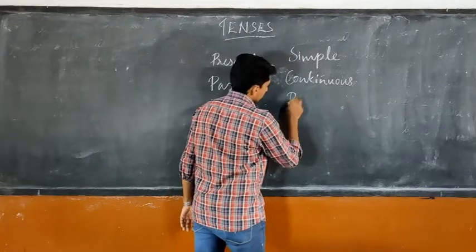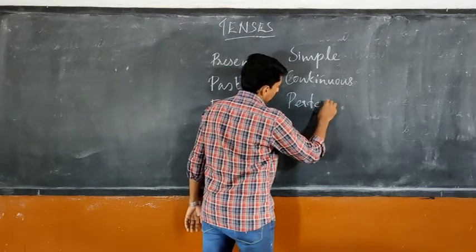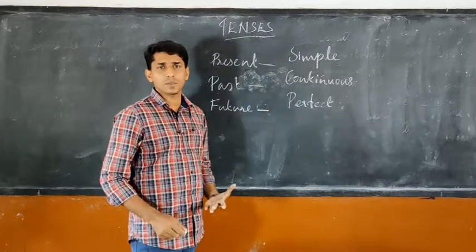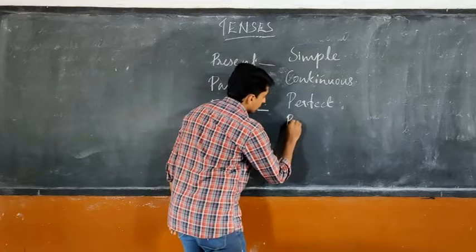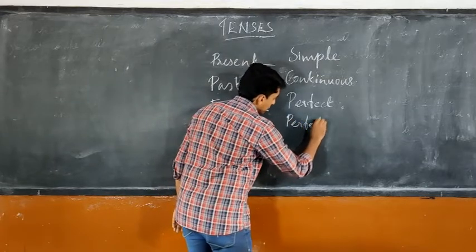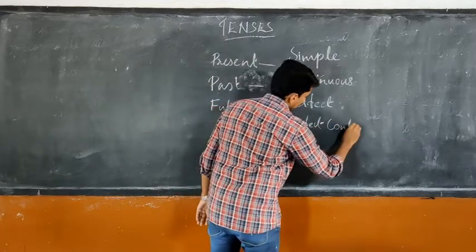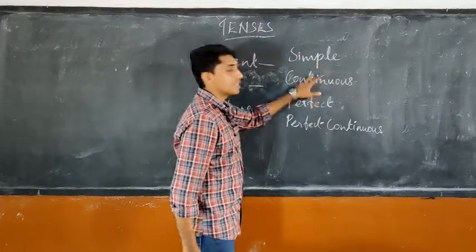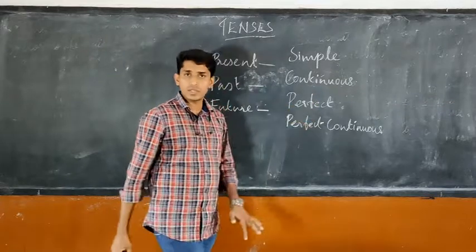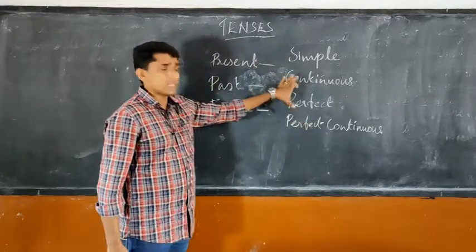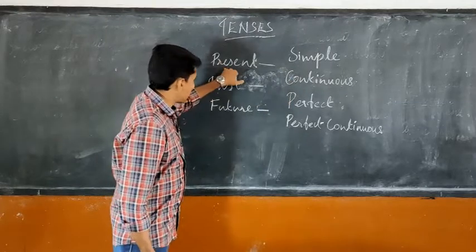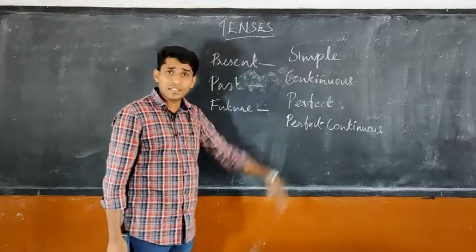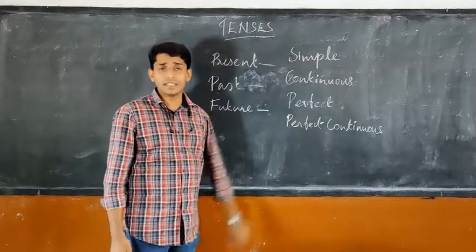Next one is perfect. All the three have present perfect, past perfect, and future perfect. And the last one is perfect continuous. This is a combination of these two. This is perfect and continuous. So all the three have this. In total, the present tense has these four, past has these four, and future also has these four.